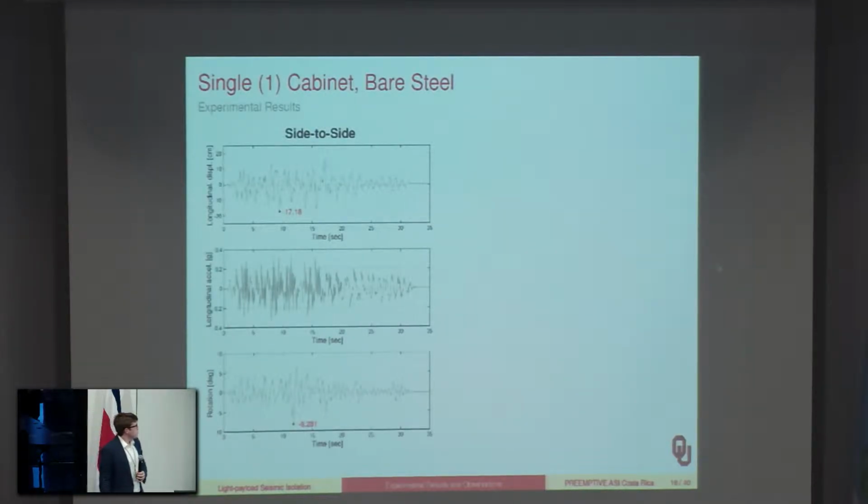Okay, so just some of the experimental results. This doesn't show up great. Here, just some of the longitudinal displacement, longitudinal acceleration and rotations. For the side-to-side orientation, we have peak displacements of about 18, which is less than our capacity. And what we'll note is we have rotations on the order of 5 to 8 degrees. Because we have that eccentricity, we're inducing a lot of rotations.